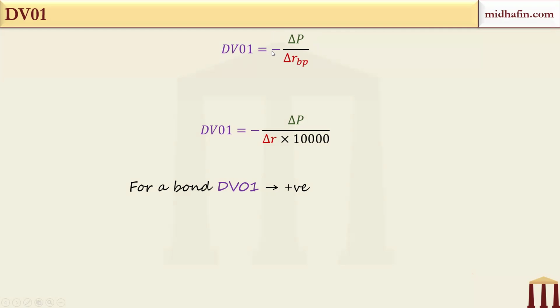So no matter in which direction the price is changing, for a long position in a bond, DV01 turns out to be positive. There are certain financial assets or derivatives which have a positive correlation with the interest rate. So that means if the interest rate increases, the value of the asset will increase. In those cases, the DV01 of a long position in such securities will be negative. But here we are studying everything from the perspective of a bond. So for a bond, it will turn out to be positive at all times.